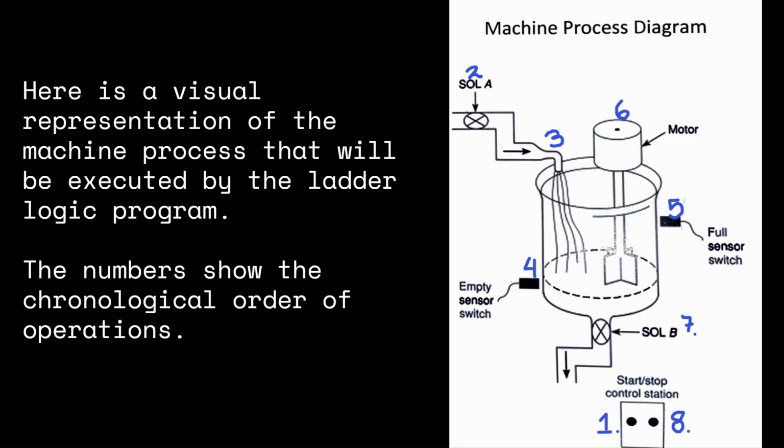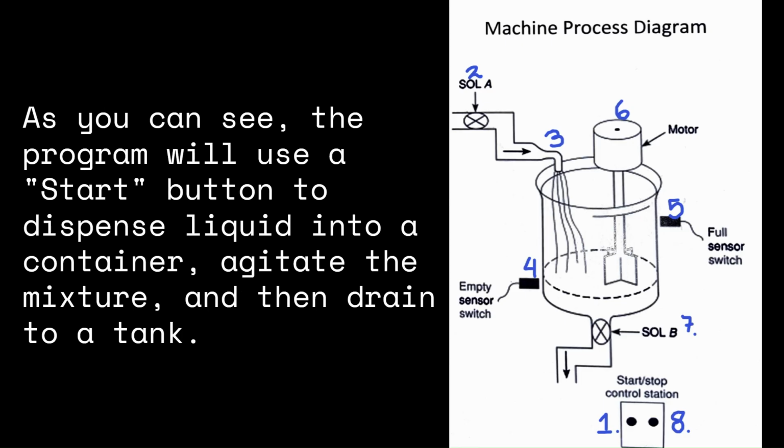Here is a visual representation of the machine process that will be executed by the ladder logic program. The numbers show the chronological order of operations. As you can see, the program will use a start button to dispense liquid into a container, agitate the mixture, and then drain to a tank.